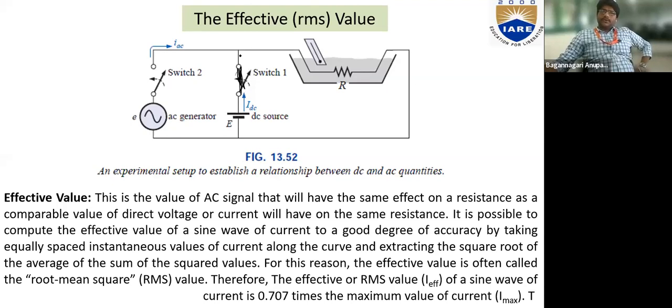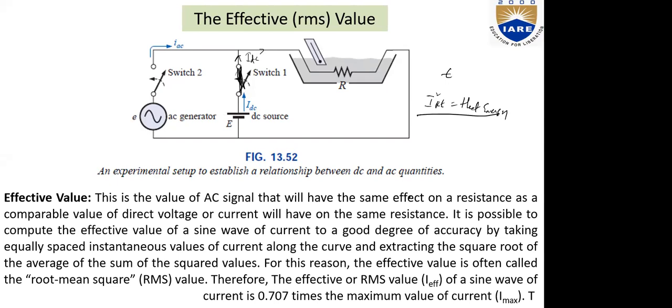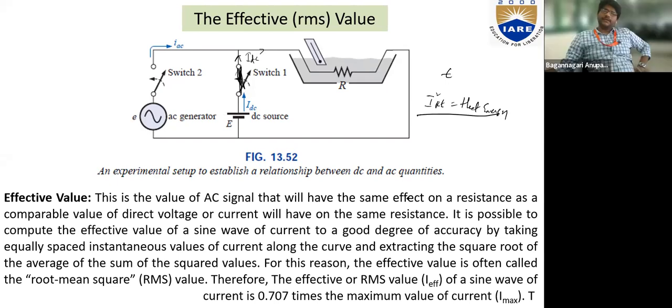We will allow some amount of IDC to flow through this resistor element for some period of time T. As the current flows for a period of T, it definitely results in heat energy. What is the equation, I square RT? You call it heat energy. If you allow the current I, that is IDC, I can write it as IDC.